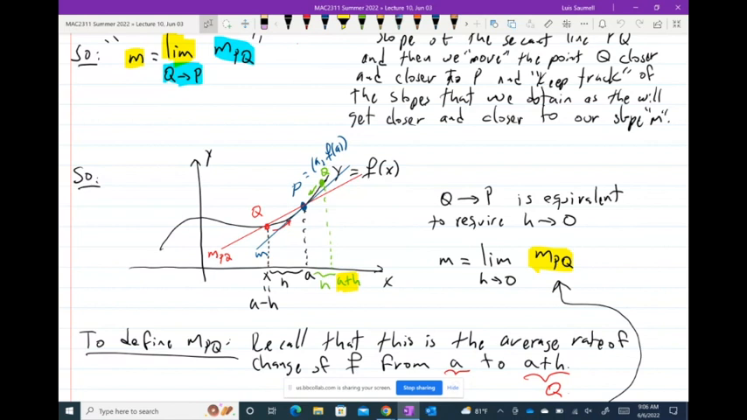I rewatched that part like 4 times, and I was like, uh-oh. But you see, we're taking a limit, so it doesn't matter. Anyways, the behavior from the left and from the right has to be the same.